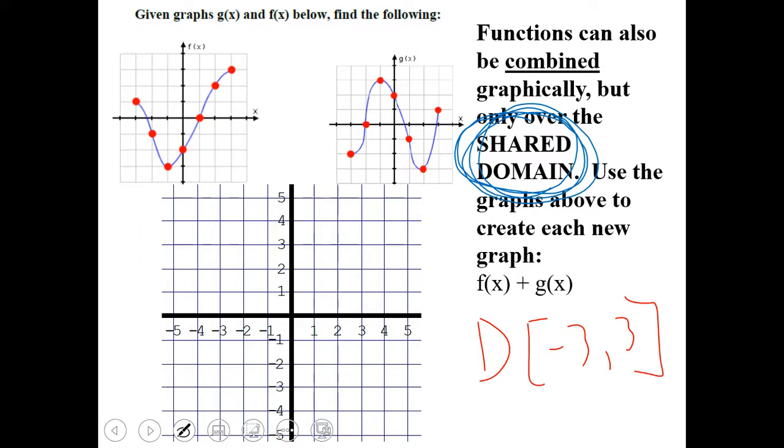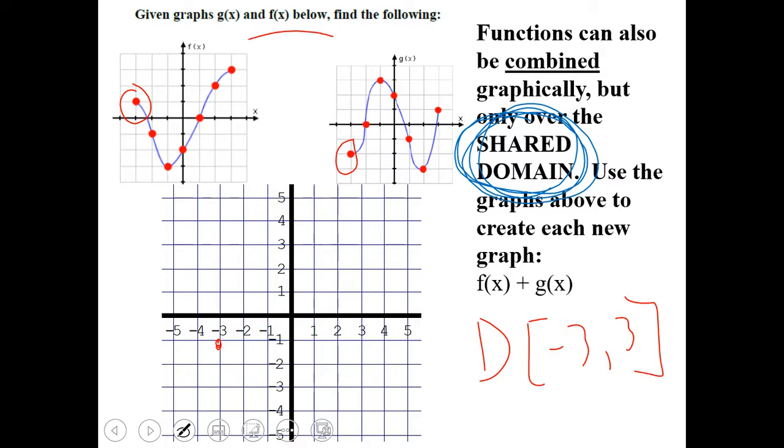So how do you take these two original graphs and literally add them together to make a new function? Well, you go to the same x value on the f and the g, find each y value, and literally just add them together. So notice that -3 is the first value. I'm going to go to x equals -3 on each graph. On the f function, it's a 1. On the g function, it's a -2. 1 plus -2 is -1, which means when I add them together, I'm going to get the point -3, -1.